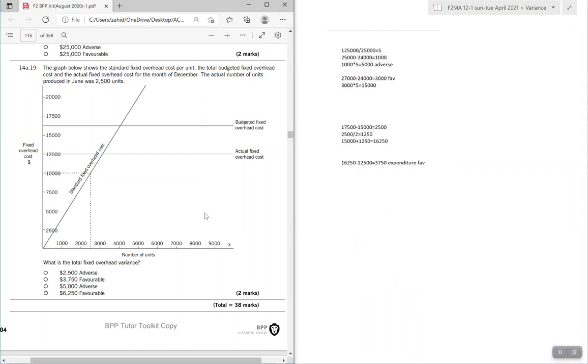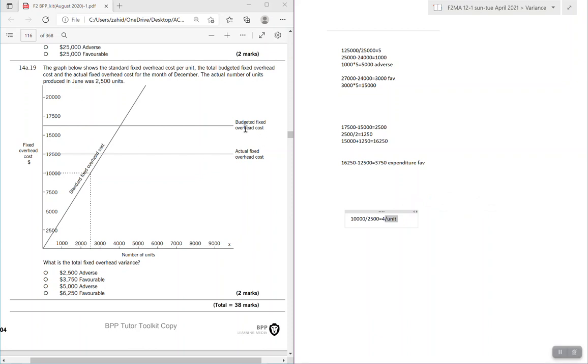Actual units are given, budgeted units are not given. But there is something given as a standard fixed overheads. So we have a line here which says 10,000 cost, and we have in the middle 2,500 units. So for 2,500 units we have 10,000 fixed costs. That means 4 per unit. Now this is not budgeted units. This is budgeted fixed cost per unit.